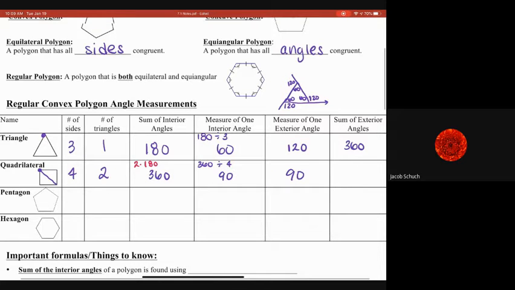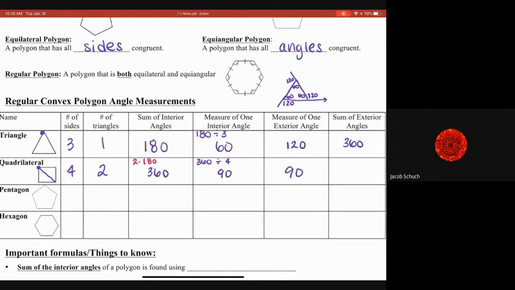Now, on to the sum of the exterior angles. Well, let's think for a second. If one exterior angle is 90, right? And then how many exterior angles would there have to be if it's a 4-sided shape? Don't overthink it. If it's a 4-sided shape, how many angles are there going to be?